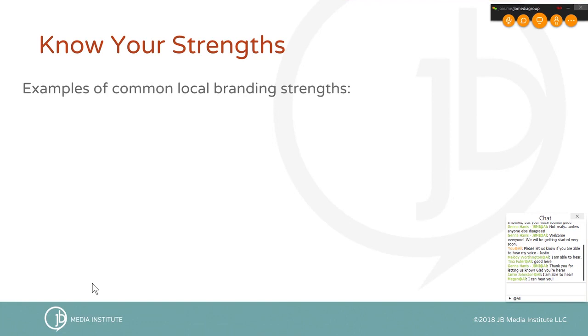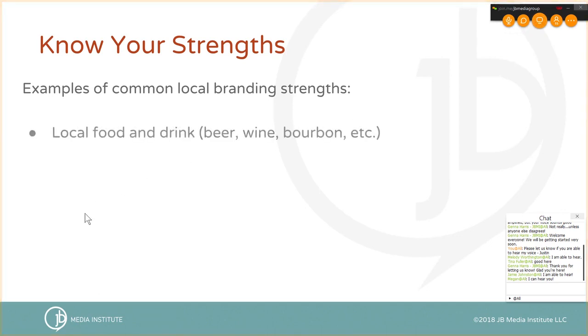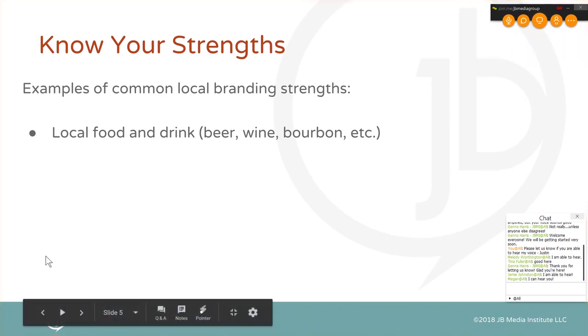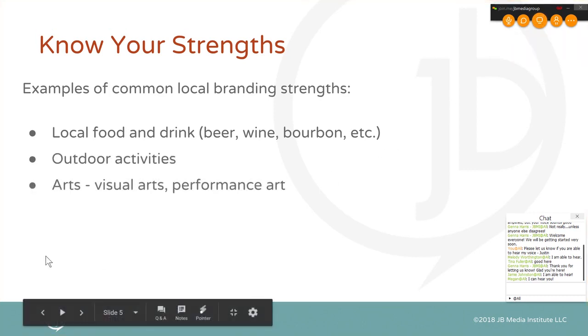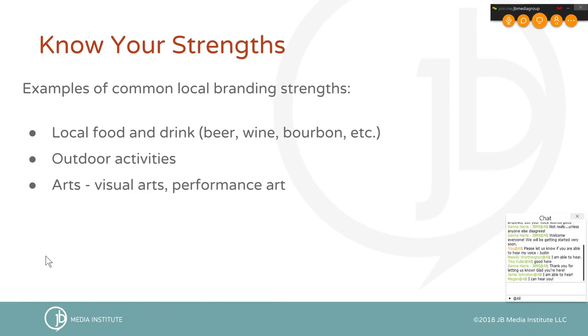One of the most important things for small market tourism destinations is to focus on your strengths. You have to know your strengths in order to be able to focus on them. Some common strengths that small markets can have: one would be food and drink, such as food, beer, wine, or bourbon. If this is actually a true strength of your area, then it could potentially be the forefront of your brand. Another would be outdoor activities. Then there would be arts, either the visual arts or the performing arts. Next could be sports and athletics.